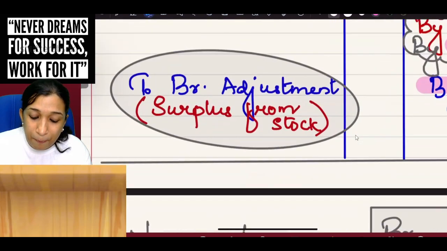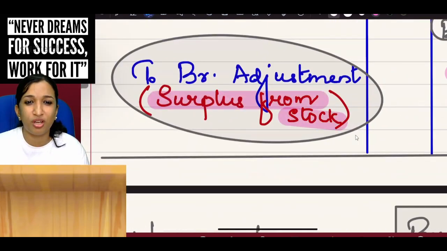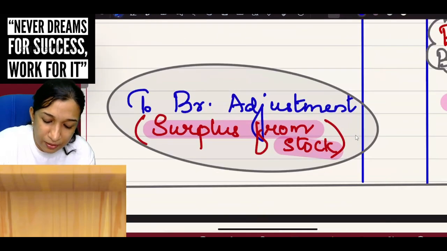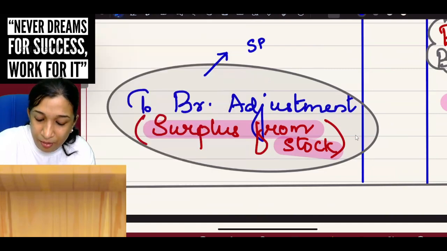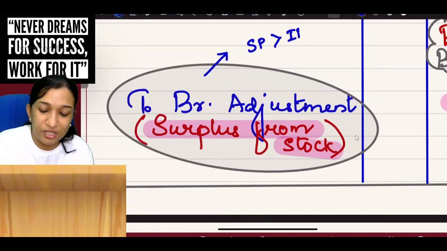If there is a surplus from stock, what do you mean by surplus from stock? Branch sold at a price more than the invoice price.